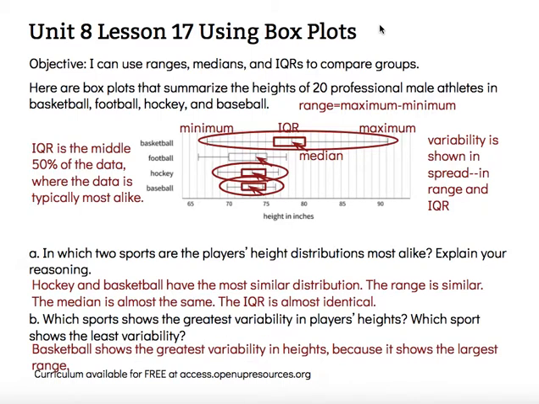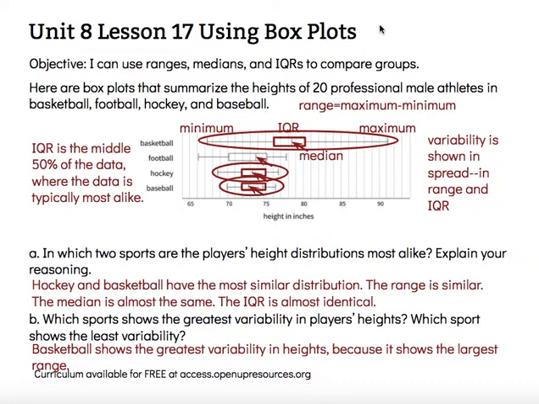And I realize I just only answered the first part. Basketball shows the greatest variability in heights because it shows the largest range. Baseball would show the least variability because it has the shortest range, the distance between that minimum and maximum. And it also has the shortest interquartile range, that middle 50% of the data.